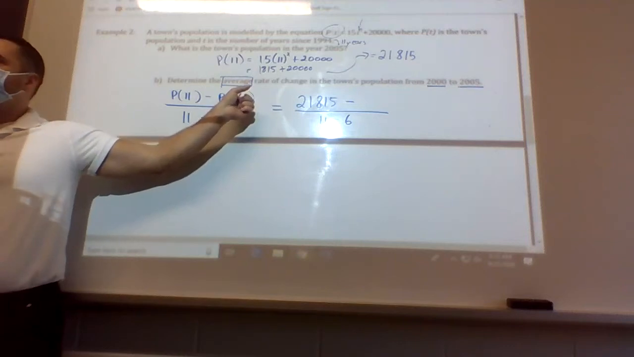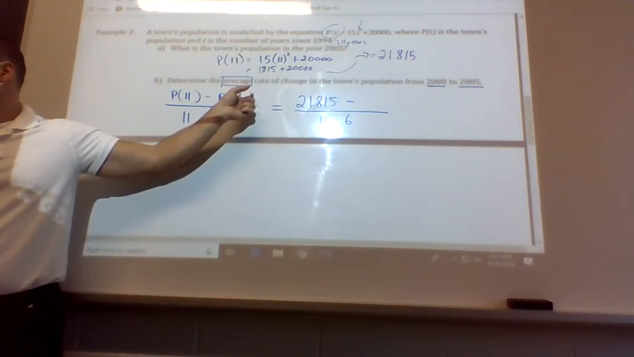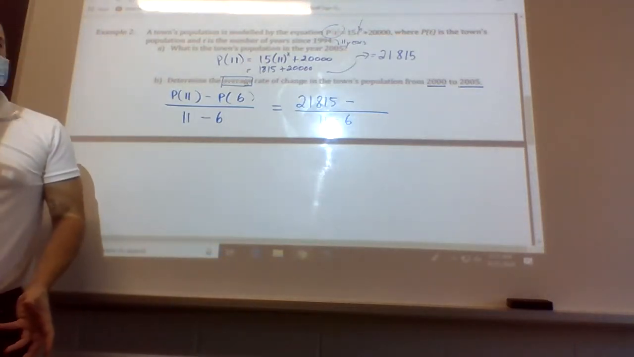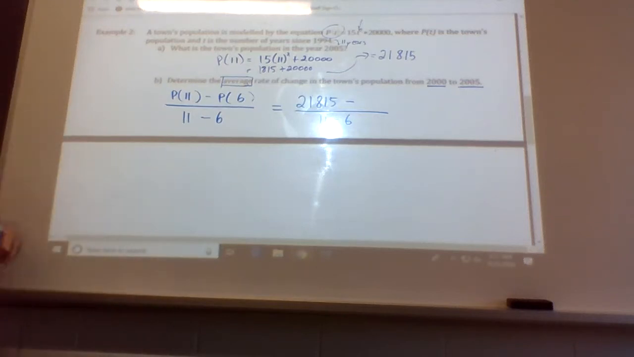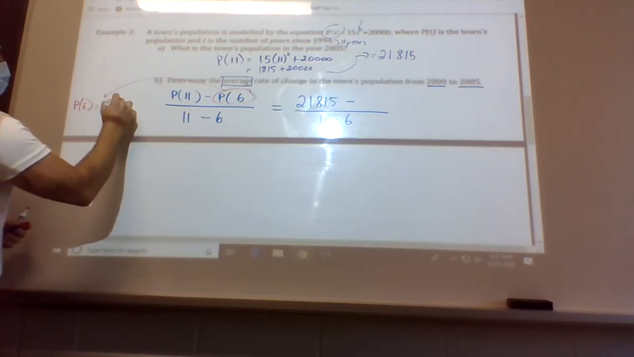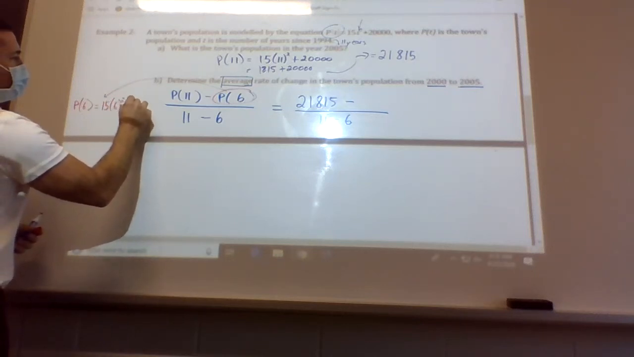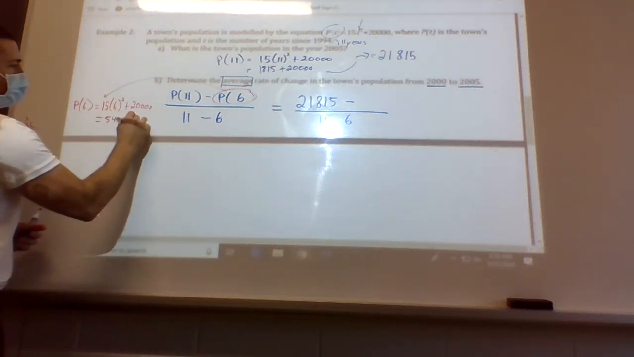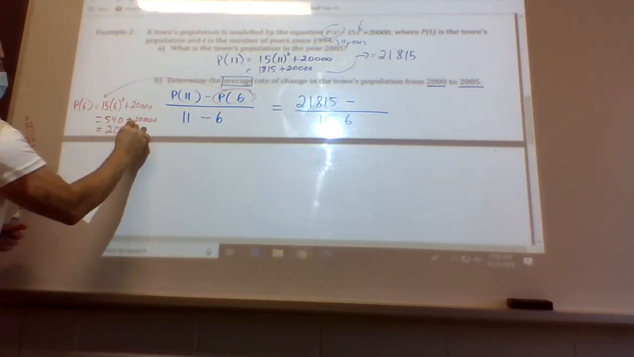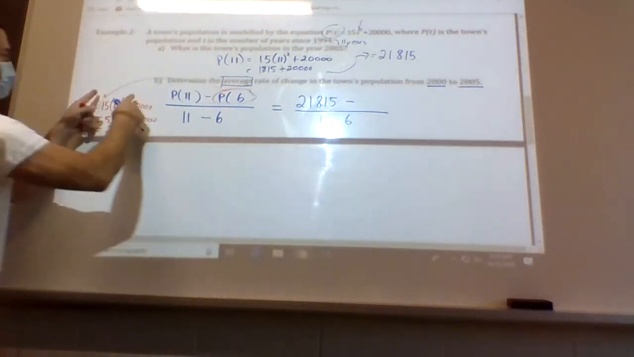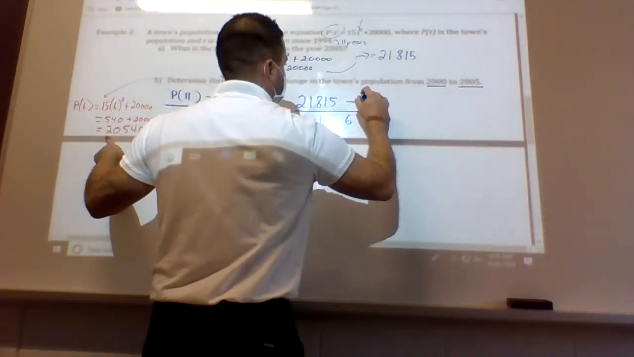How do I find p at 6? How do I find the value for p at 6? Replace t with 6 in the equation. Good, so we put 6 into the equation and then solve to get the answer. Okay, so we're actually going to calculate it. So p at 6 is 15 times 6 squared plus 20,000. 36, 15, 30, 18, 06. You get 540. So 20,540. Is that right? Yeah. So if you substitute it in, you get 20,540.